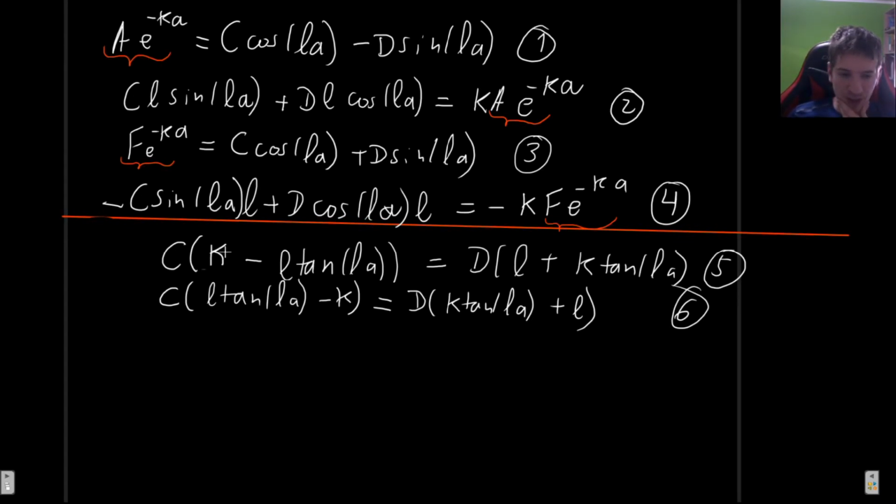So if we look at this, we can see, well, left hand side of both of these, it's K minus L tangent LA, and here we have L tangent LA minus K. So basically the second one, or equation 6, is left hand side is the same as minus the one from equation 5, and the right hand side is the same. So we can get to simplified expressions if we add or subtract these two equations. Now what should we do, add or subtract, and what is the difference going to be?